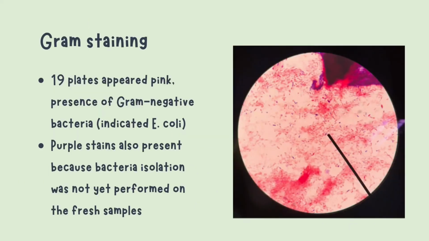From the Gram staining, all 19 positive plates appeared pink, indicating the presence of gram-negative bacteria, which is E. coli. There were also some purple stains present because bacteria isolation was not yet performed on the fresh samples.